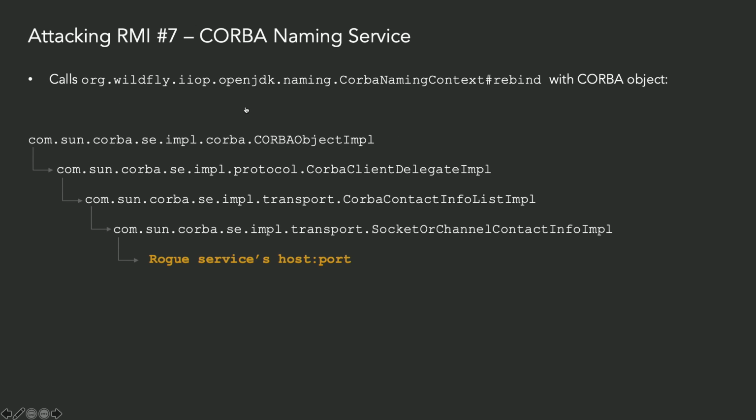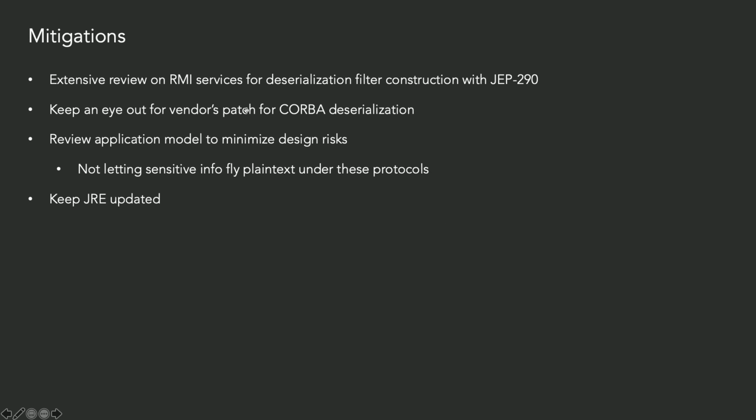So the idea is simple. We just rebind the record we want into a CORBA object which has a delegate pointing to an address under our control. Instead of connecting to the legitimate service, it will connect to our service. So that's every attack vector on the protocol.